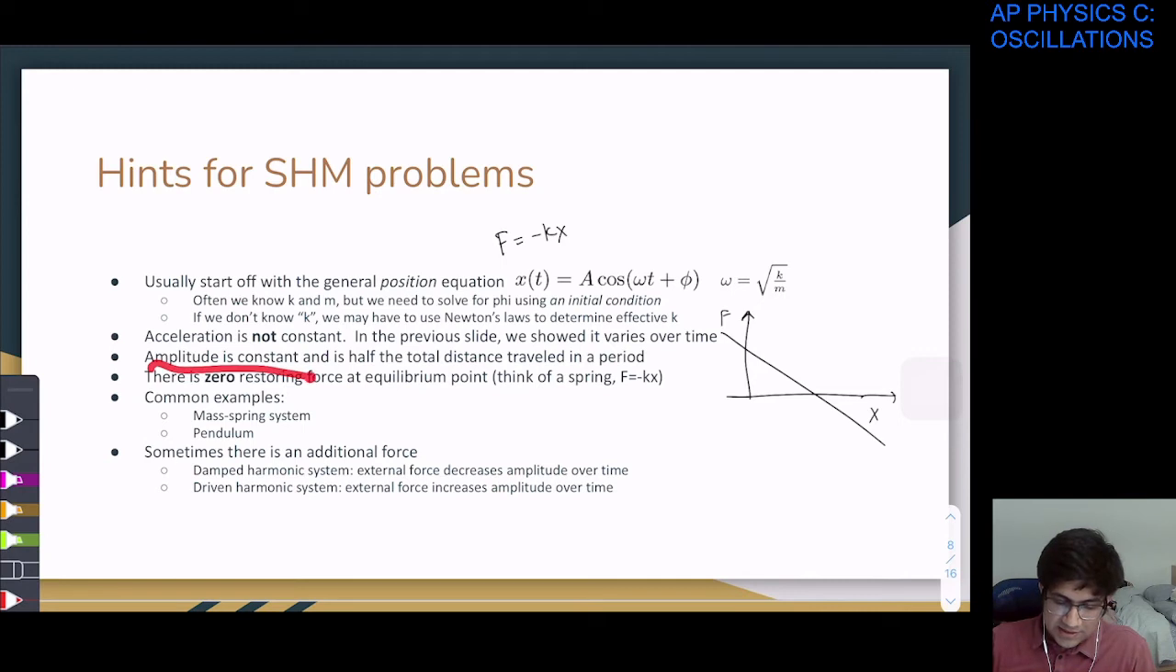Now, amplitude is constant and is half the total distance traveled in a period. Maybe this is bad wording, but just remember, if our graph looks like this over here, our amplitude is this here.